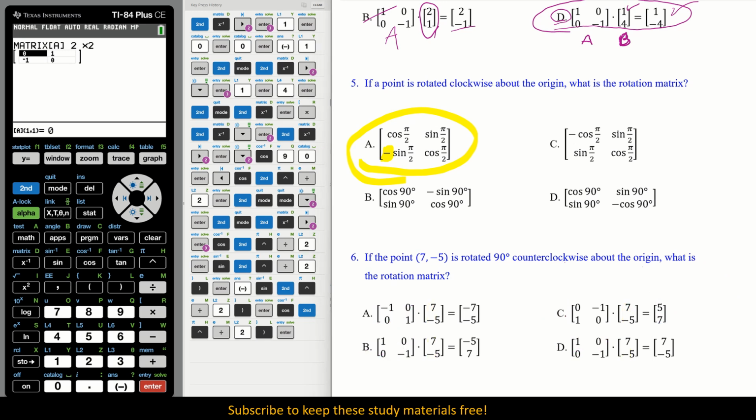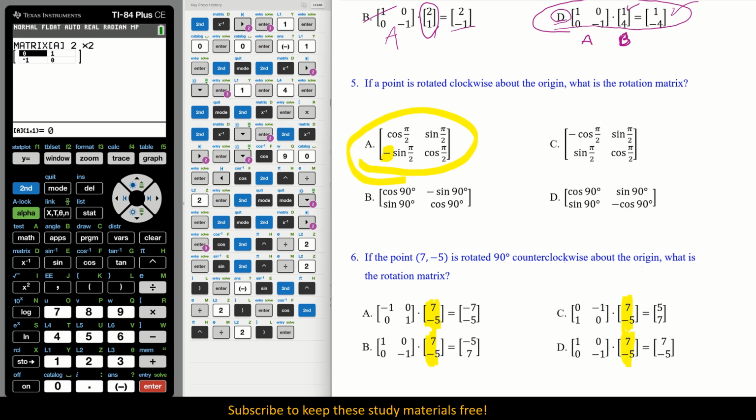Number 6, if the point 7, negative 5 is rotated 90 degrees counterclockwise about the origin, what is the rotation matrix? Okay, how do we deal with this? Well, first thing, verify that we have the correct original matrix or XY in here. So make sure that their original is all correct, and they are.